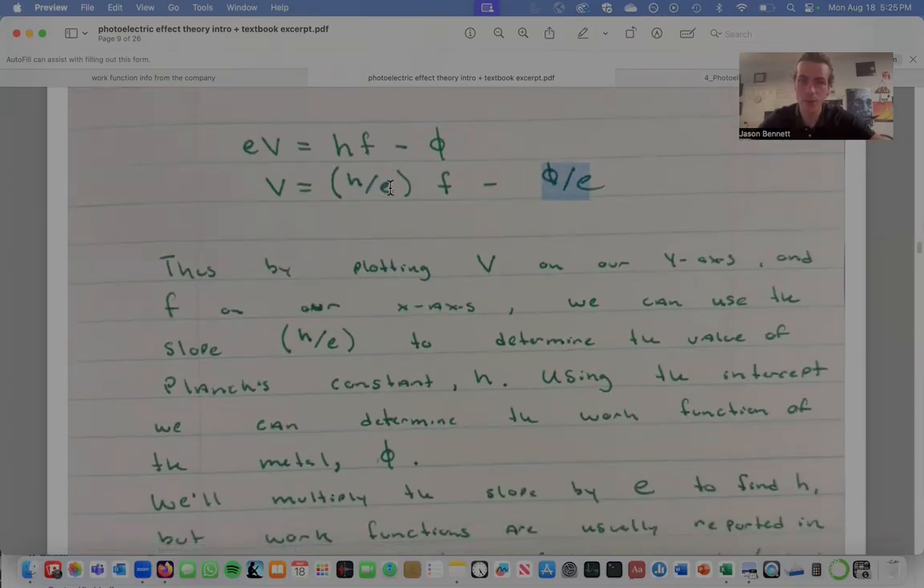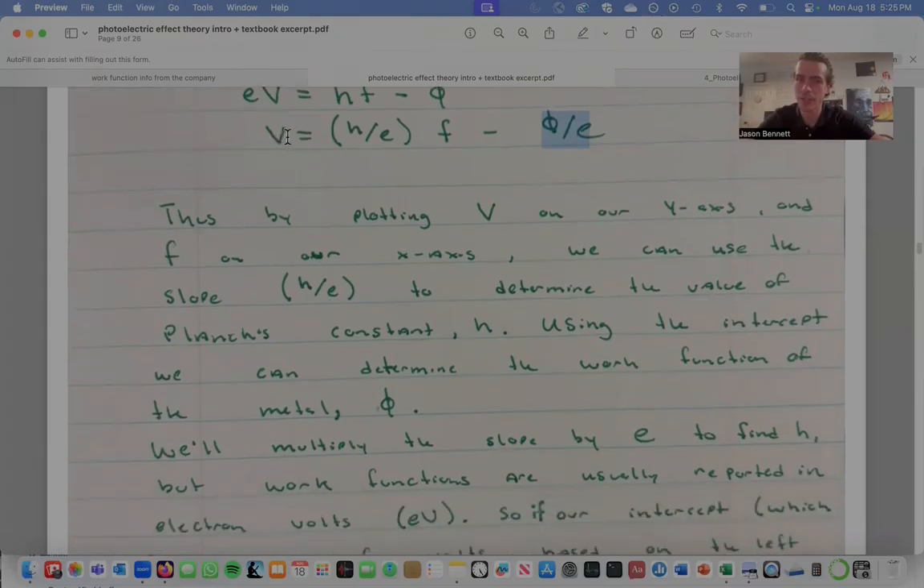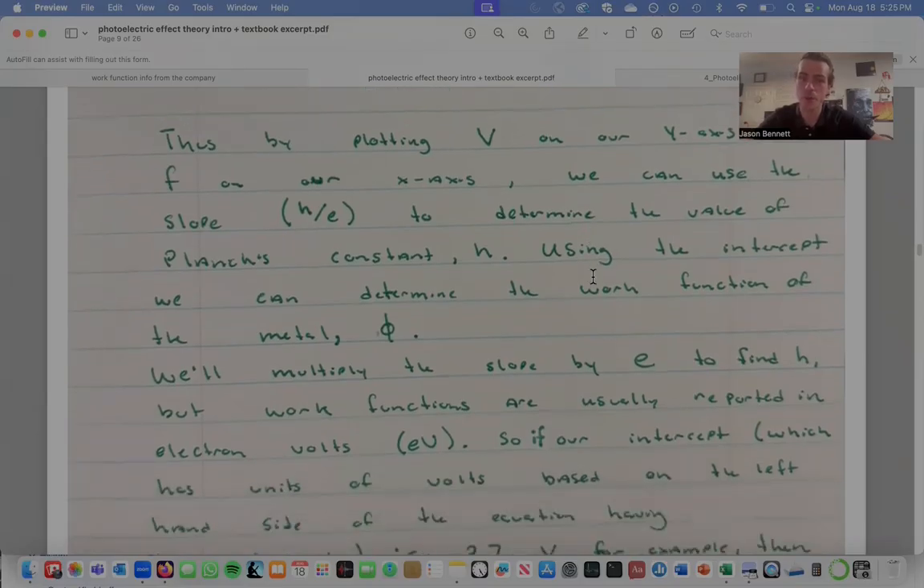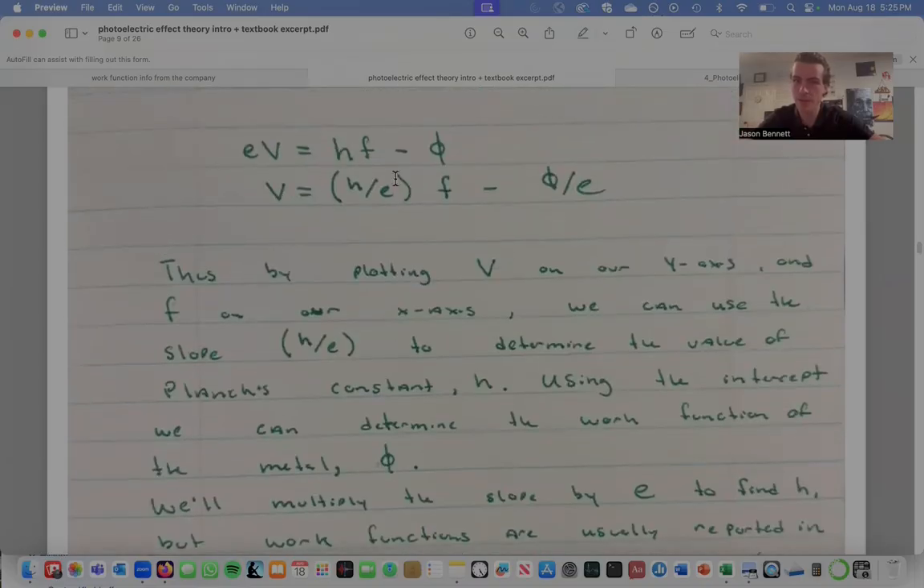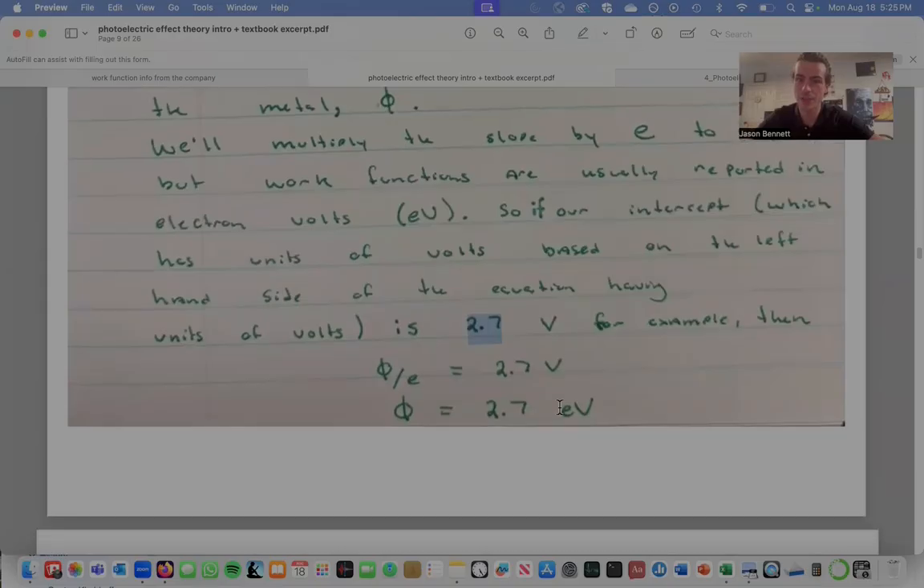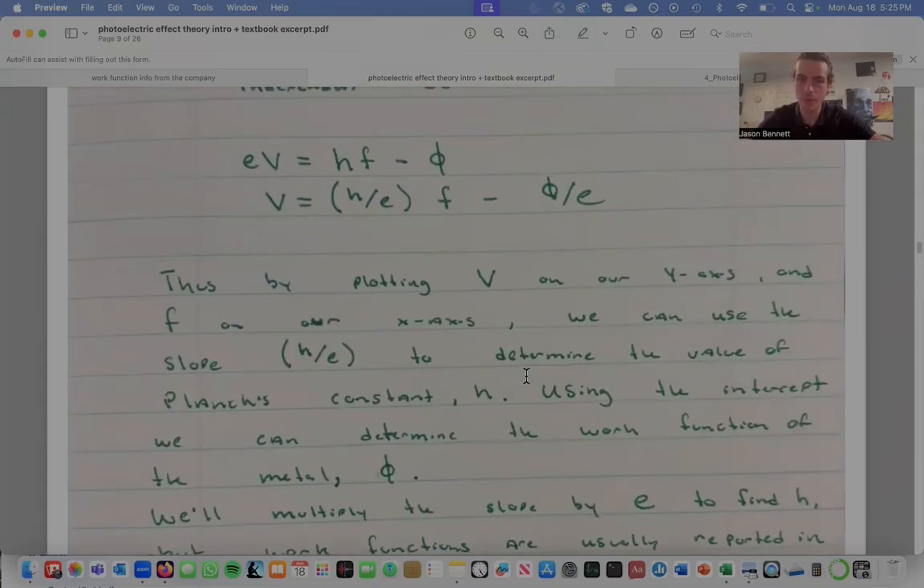For the slope, we will need to do one bit of calculation there. We'll need to multiply it by the charge of an electron, but we actually don't need to do anything to this. Because if you think about the units of this equation, volts, volts, it turns out that most work functions are reported in electron volts. So if our number for the intercept is 2.7, that means 2.7 volts, and we can just rearrange. If our intercept is phi over E, then it just becomes 2.7 electron volts, not volts. So this electron volts is something that we'll be able to compare.